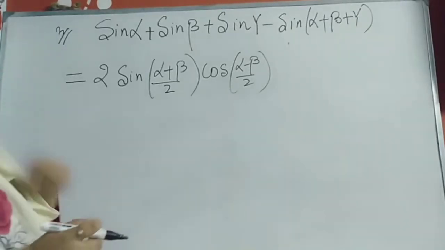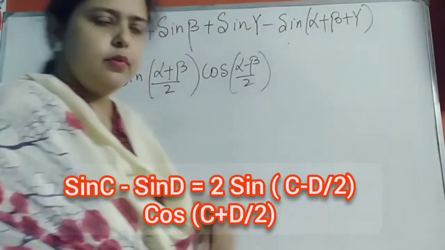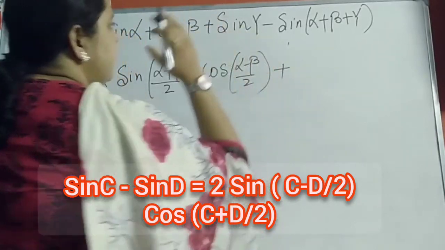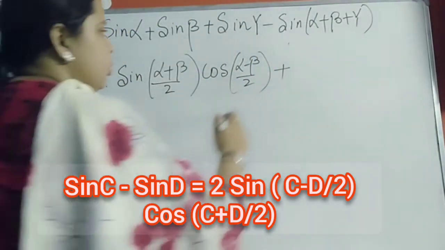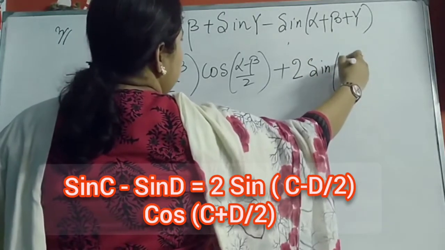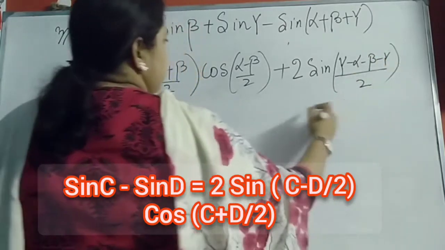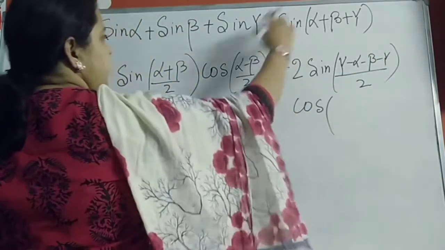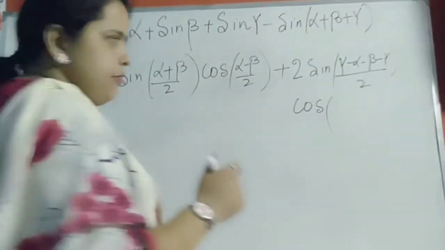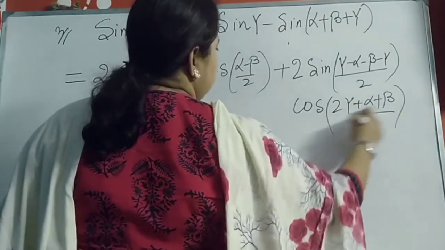Okay. Now, in the next two halves, this and this, again apply the same formula, that is sin C minus sin D, 2 sin C minus D by 2, but cosine C plus D, so can I write directly, that is gamma plus gamma, twice of gamma, plus alpha plus beta by 2.